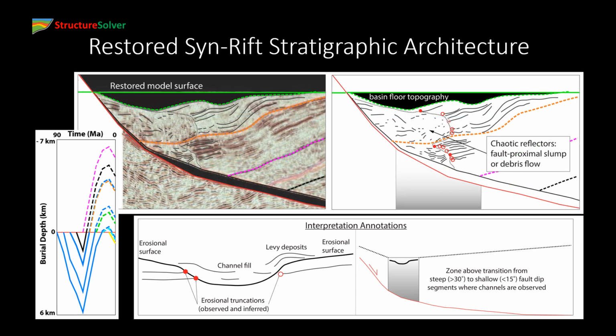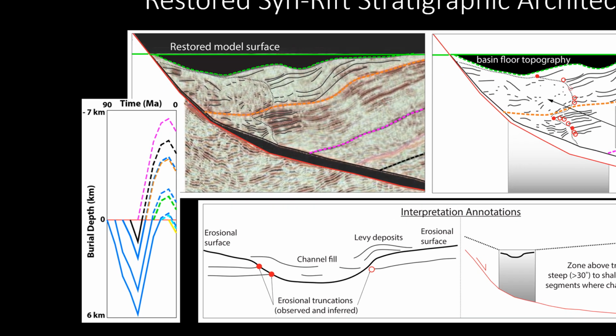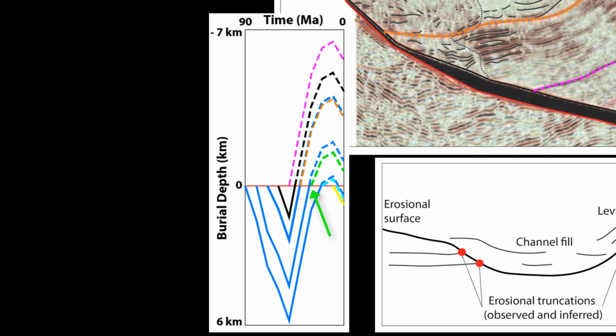The model residuals in the unfolded seismic section were most significant for the green surface restoration. Within the restored seismic stratigraphy, there's a block of chaotic, broken up reflectors that restore adjacent to the main fault. The boundary of this block is defined by erosional truncations where laterally contiguous reflectors terminate against the block. Based on the seismic character and the restored location, this may be a fault proximal slump or debris flow. From the model burial history, we see the green horizon was deposited during a period of relatively high erosion rates compared to the blue horizon.